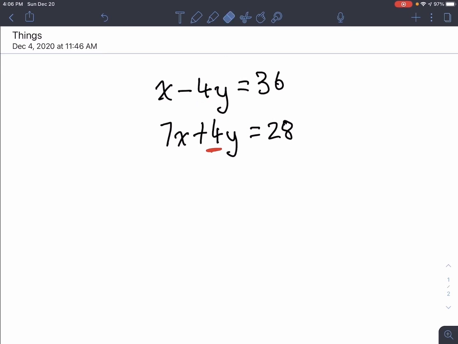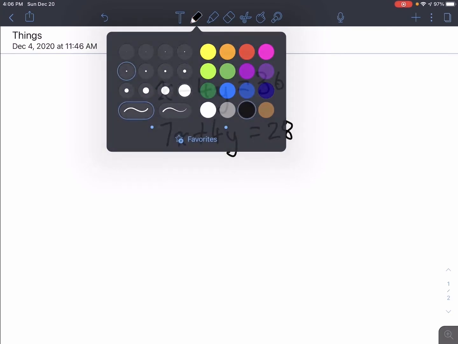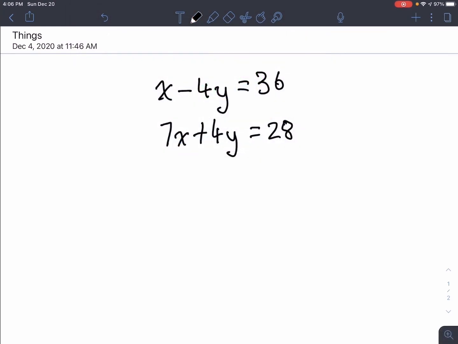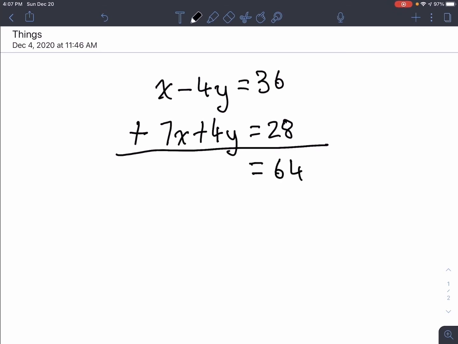So in this case, what you would do is add both of these equations. The way you add equations is very similar to how you add regular numbers. You would put a plus sign here and put a giant line. So you would just add one by one, from right to left. On the right, we get 36 plus 28 equals 64. Then the equals sign goes over here. Then we do negative 4y plus 4y.